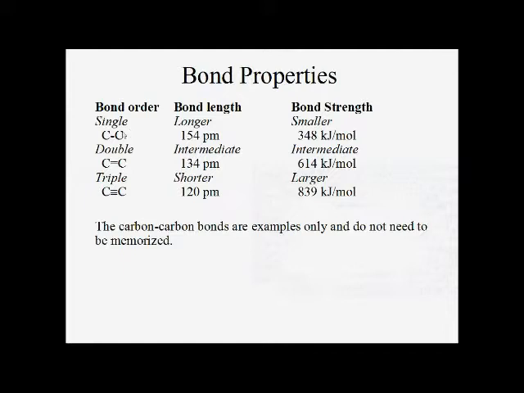So for our bonds, as we increase the bond order, go from single to double to triple bonds, our bond length is going to get shorter, and our bond strength is going to get stronger. So a double bond is going to be shorter and stronger. A triple bond is going to be shorter and stronger.